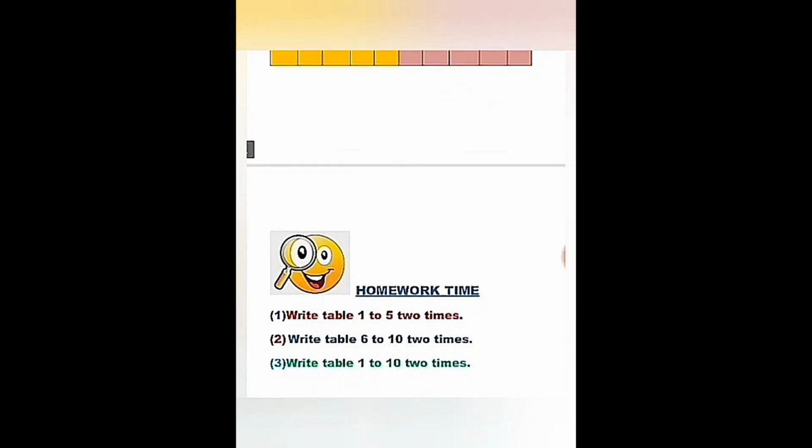Now you have some assignment that I have given you for the next 3 days. On the first day you have to write table of 1 to 5 2 times. On the next day you will write 6 to 10 2 times, and on the last day you will write 1 to 10 2 times.